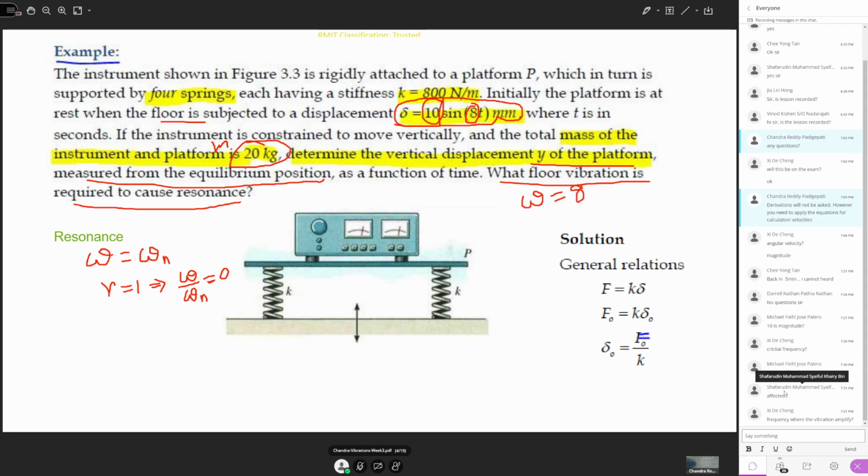All right. So resonance is, you should never forget this, guys. Please note down. Resonance is a condition in which the natural frequency of the system equals the external frequency of the force. And omega is omega n.